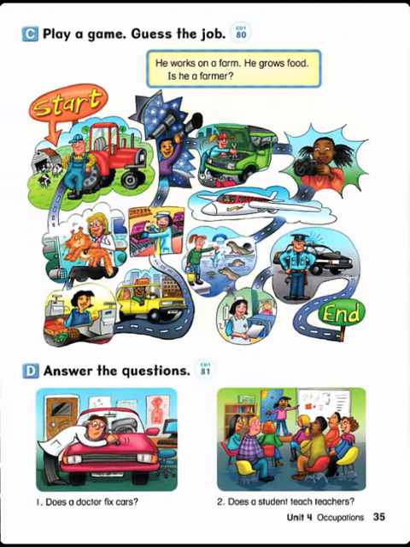Page 35. C. Play a game. Guess the job. He works on a farm. He grows food. Is he a farmer? Page 35. D. Answer the questions. Number 1. Does a doctor fix cars? Number 2. Does a student teach teachers?